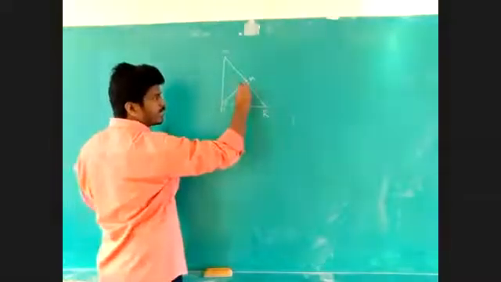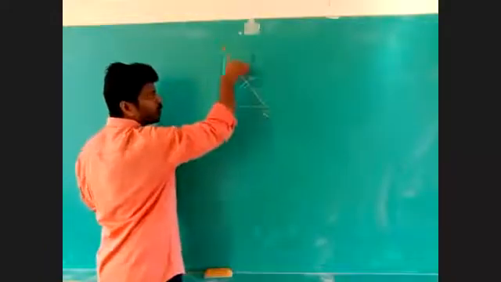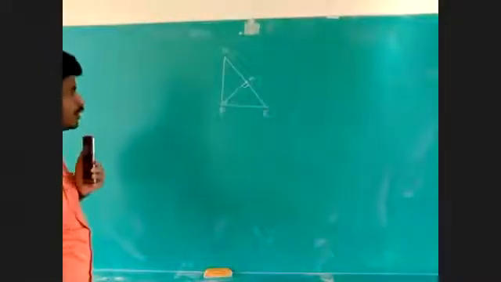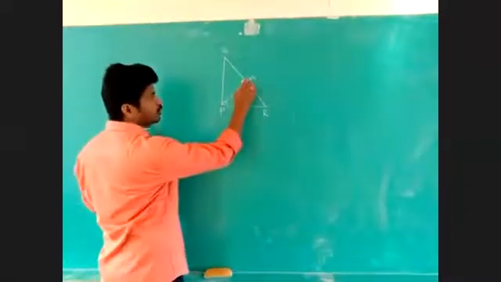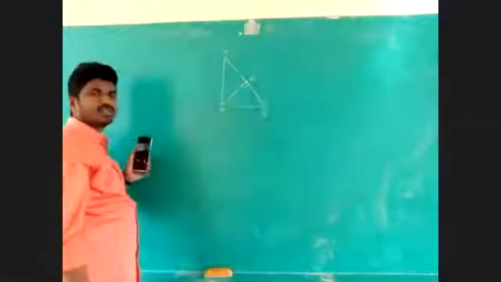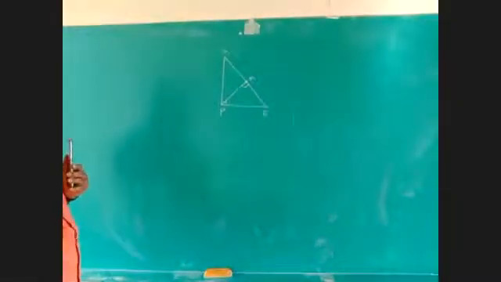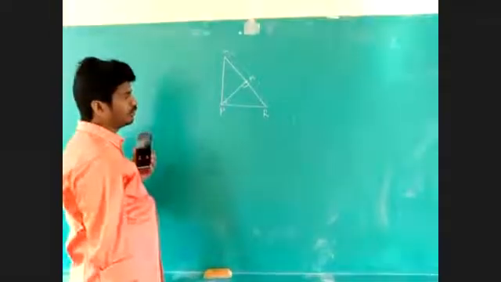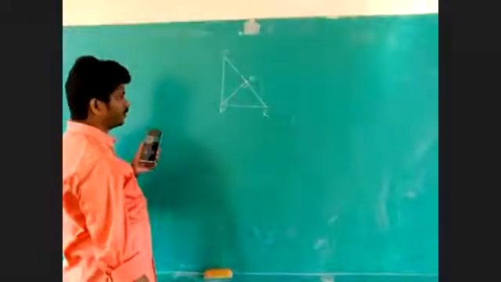PM is exactly perpendicular to QR. Then prove that PM square equal to QM into MR. This is the given question. Is that question clear? Yes, sir.